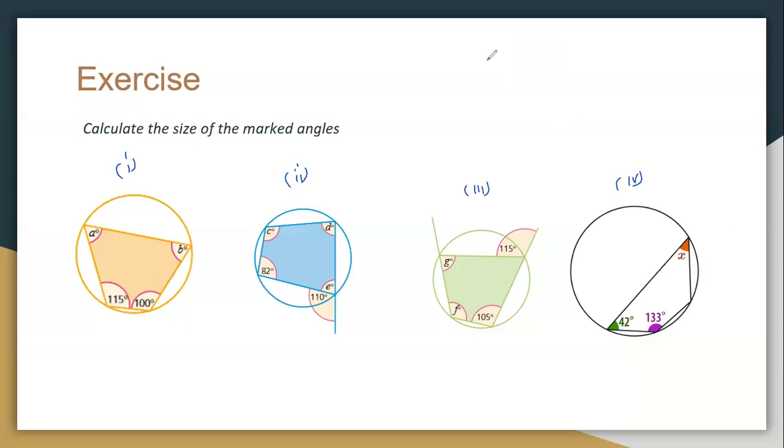Okay. Now, when you look at Roman 4, the only thing you need to know is to observe what is opposite. It depends on how you are observing it, where your angles can be. But for Roman 4, the angle opposite to this 133 will be that one. Then this 142 will be opposite to that.